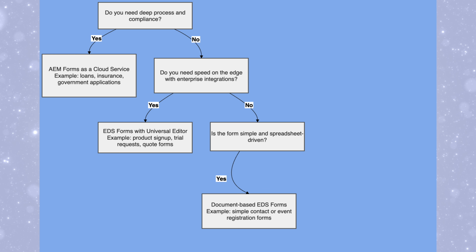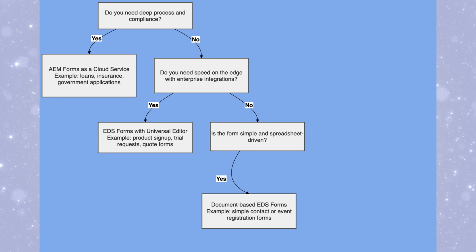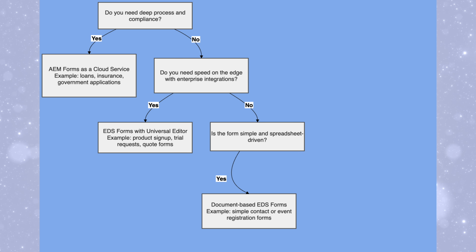Now you move to the next one. Do you need edge performance plus enterprise integration? Meaning, does the site run on edge delivery? Do performance, SEO, and core web vital really matter? Do you still need integration with AEM workflow, form data model, REST, Marketo, etc.? Do authors want a visual in-context editing experience and fast delivery? If yes, then use EDS Forms with Universal Editor. Typical use case would be product signups, trials, demo requests, lead gen forms, quote requests, etc.